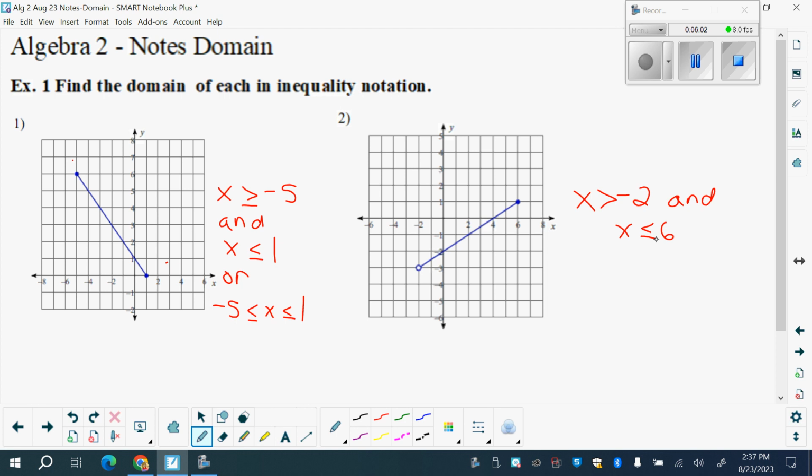Okay, and then you could write it like this if you wanted to. Either one of those is fine. You don't have to do both. Okay, on to the next one. Anybody still looking at this?